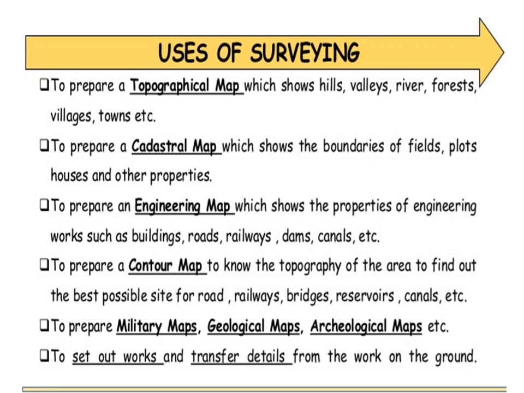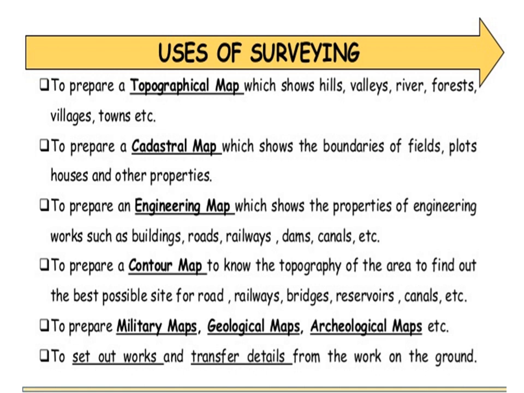In this slide we are going to see what are the uses of surveying. Surveying is carried out for preparing maps and plans, in which we record the linear measurement and angular measurement to prepare plan and map. The first use of surveying is to prepare a topographical map, in which we can show the hills, valleys, river, forest, villages, town, etc.